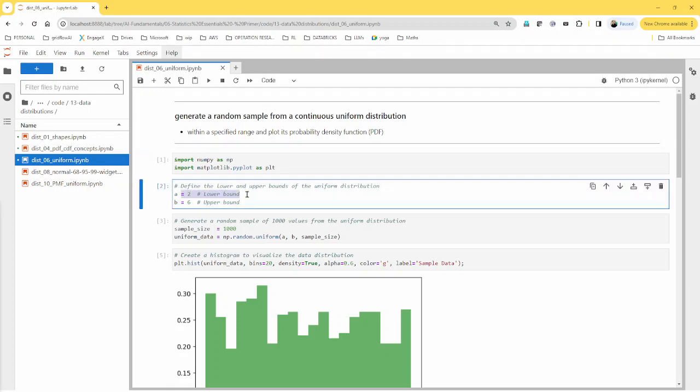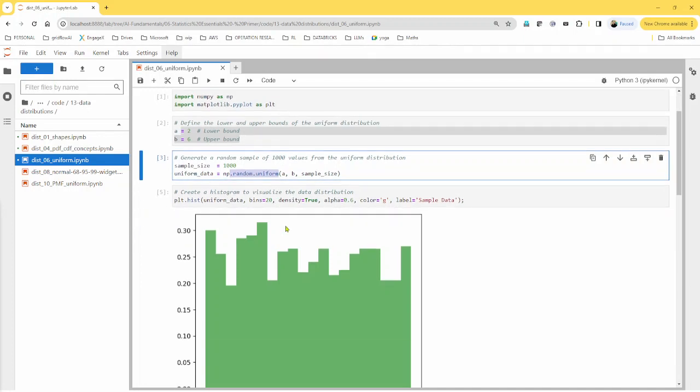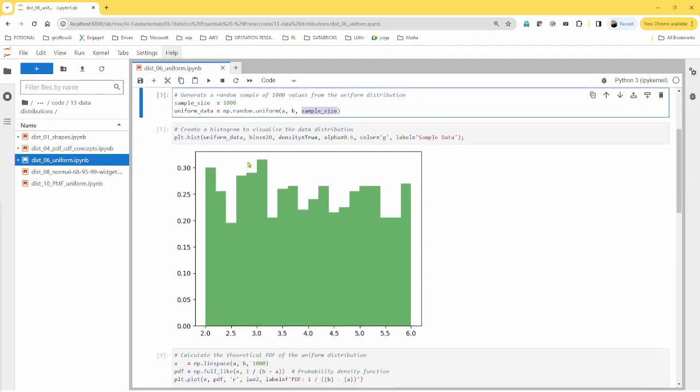I'm going to take a lower bound 2 and upper bound 6. It could be any number. And then let's say I want 1,000 points between A and B. So generate those numbers by using NumPy and the uniform function. It's going to take the range and then it's going to generate those 1,000 points. And if you generate those 1,000 points and plot a histogram, you can see it is almost giving you a very constant representation, like a rectangle.